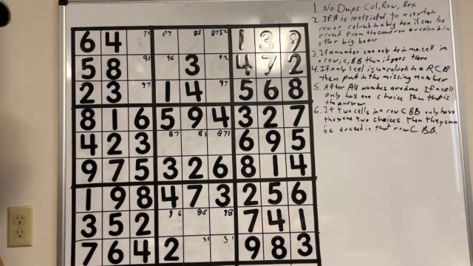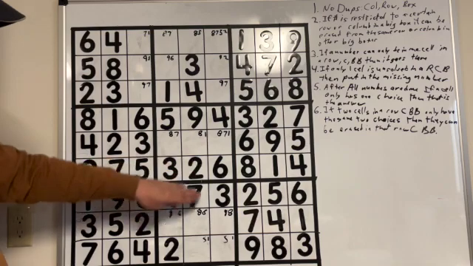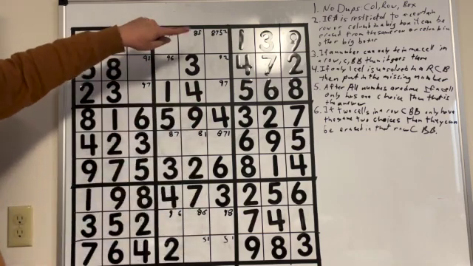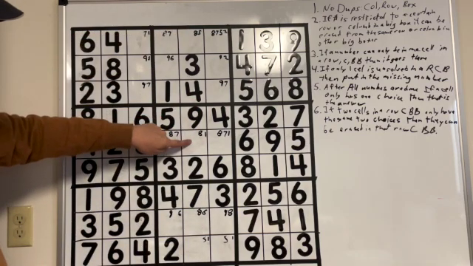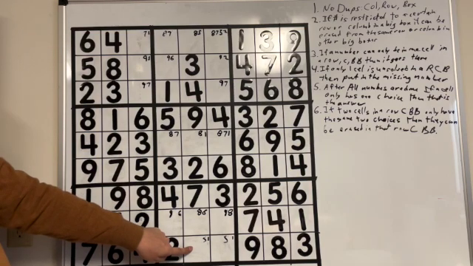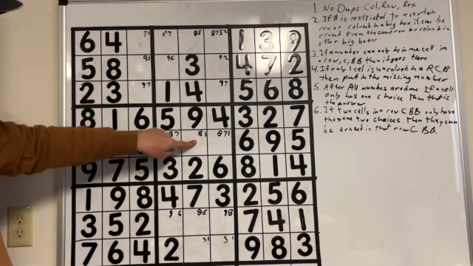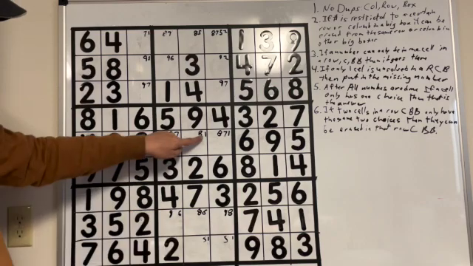We have 3 cells, 3 options in this column. 8 5, 8 1, 5 1. We have 2 8s. We have 2 5s. And we have 2 1s.